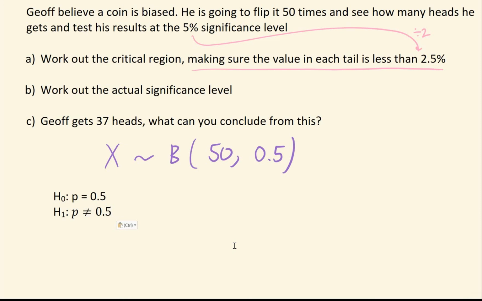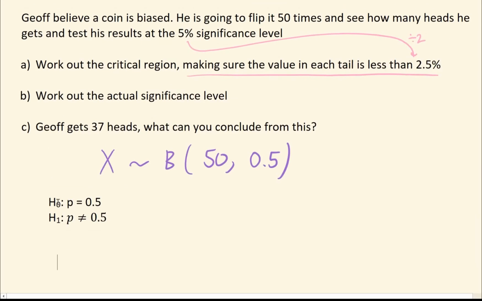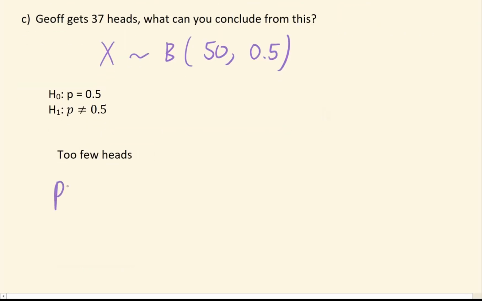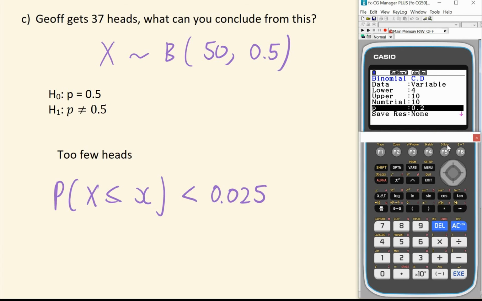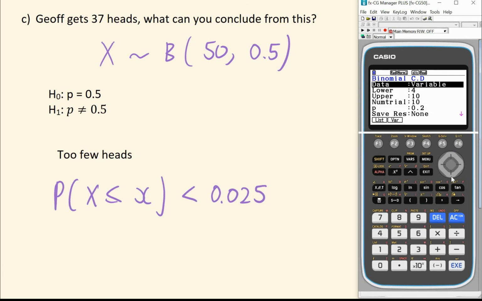Okay, let's work it out. I'm going to test the low half, so I'm going to say too few heads. So I want the probability that I get less than X heads, and that has to be less than 2.5%, so 0.025. Then we go straight to my calculator. Let us guess that I need, we'll say, 20 first. Sorry, my lowest should be 0, so anywhere from 0 to 20 heads I can have. I have a total of 50 trials, and the odds of success is 0.5.